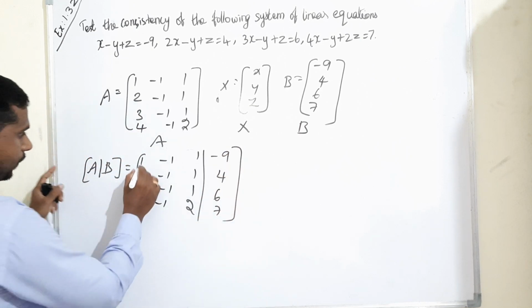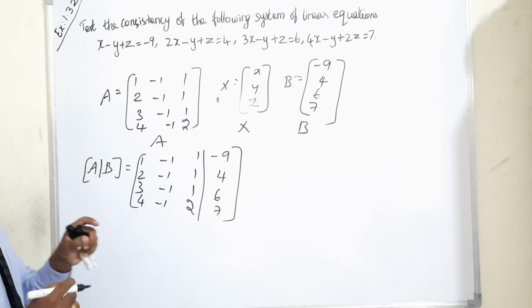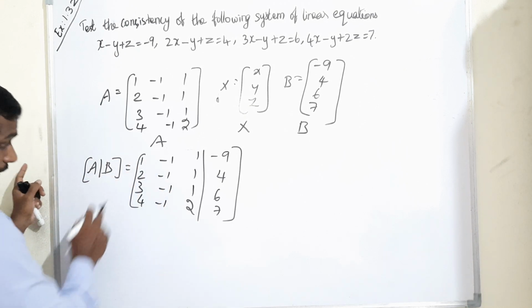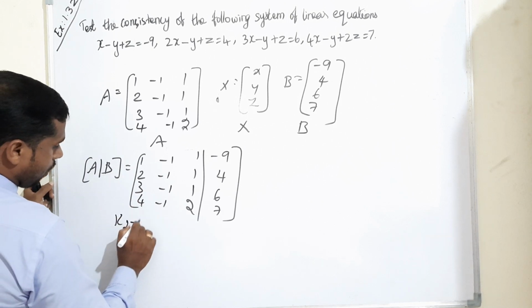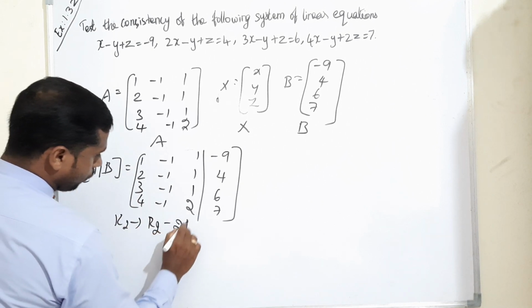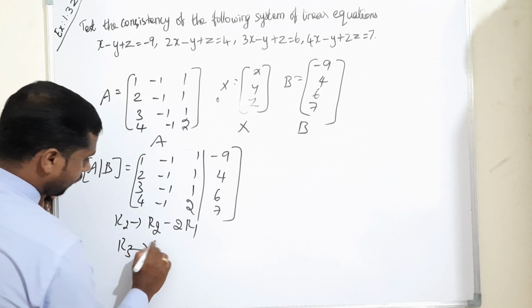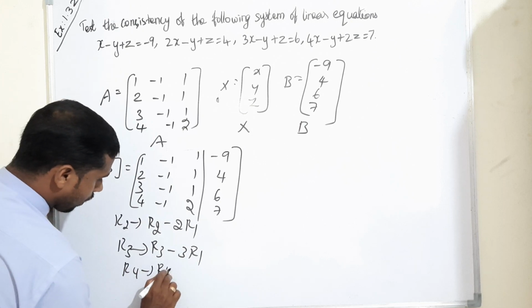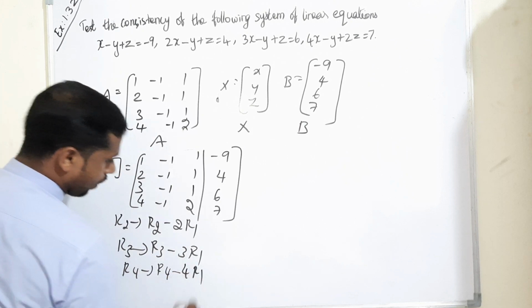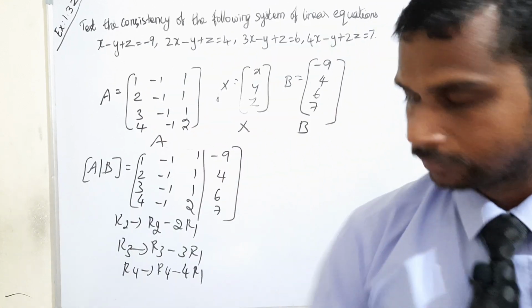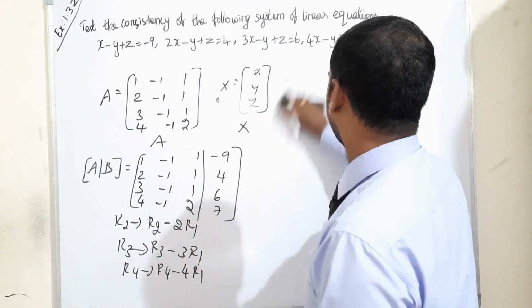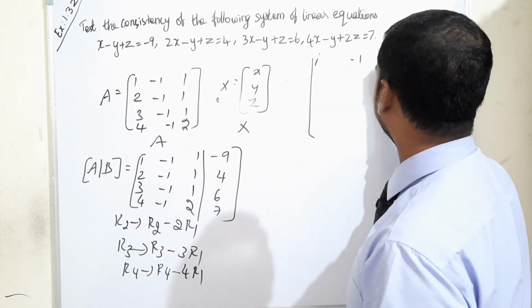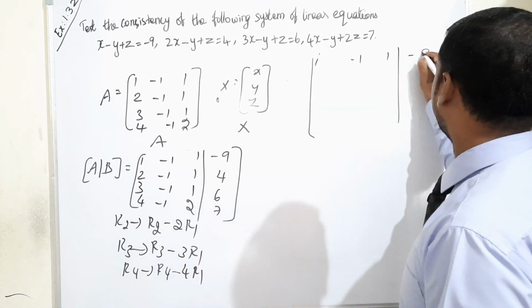Now we have to reduce it to row echelon form. Row echelon form means that below the leading non-zero digit we have to make zeros. So R2 becomes R2 minus 2 R1, R3 becomes R3 minus 3 R1, and R4 becomes R4 minus 4 R1. R1 stays as it is: 1, -1, 1, -9.